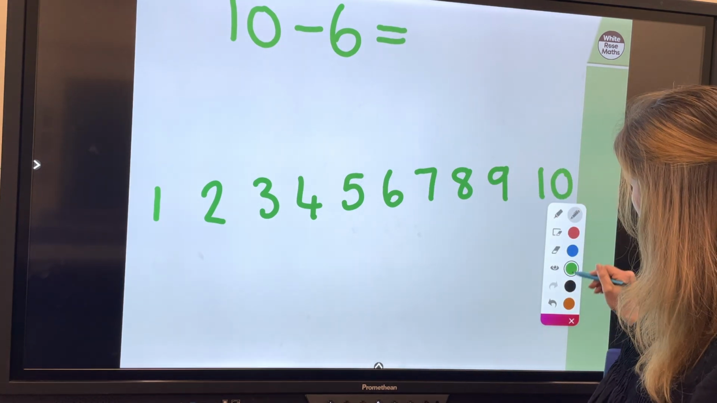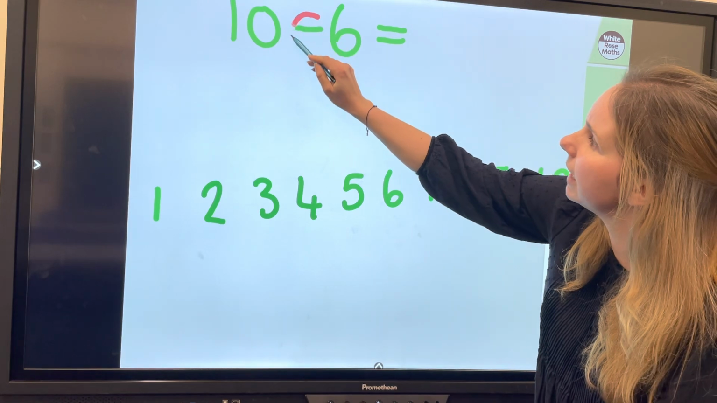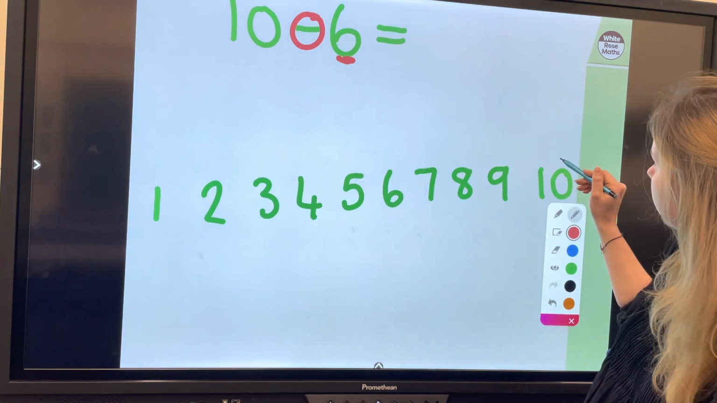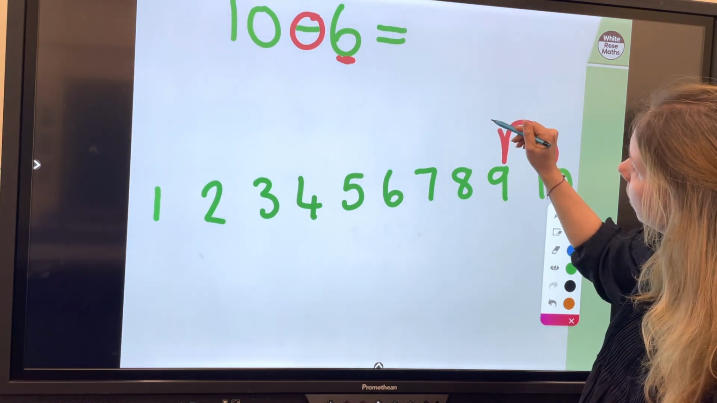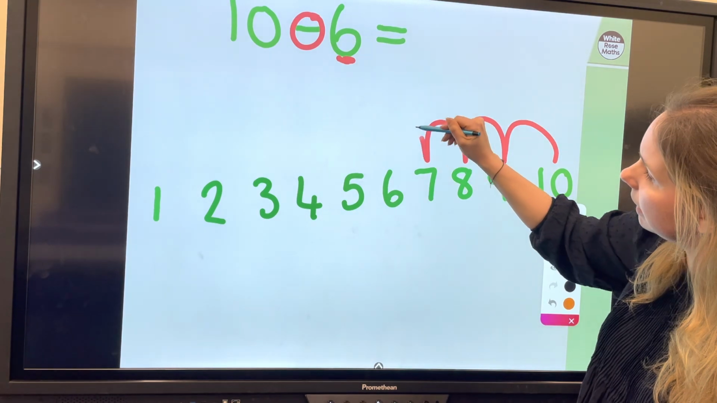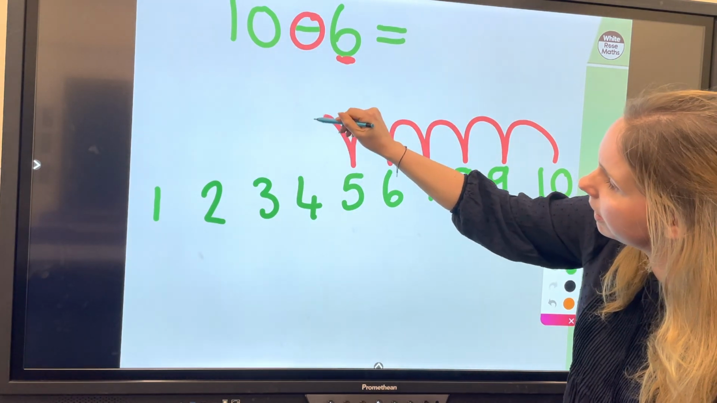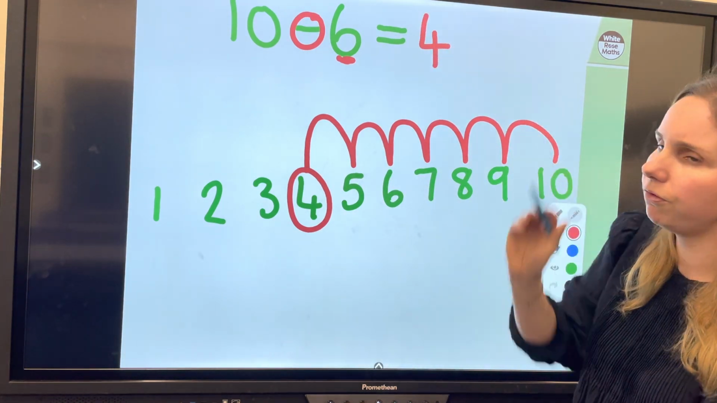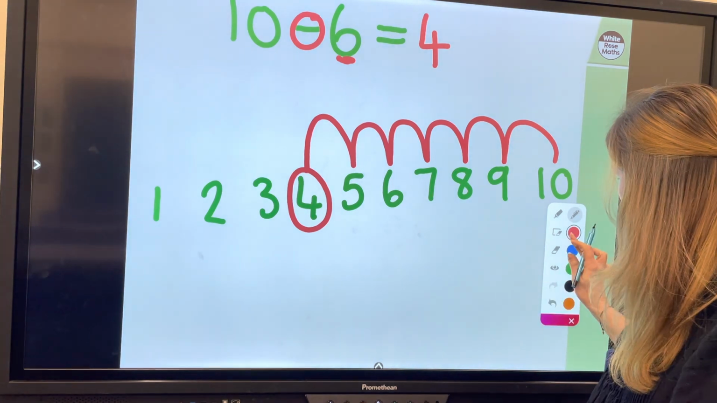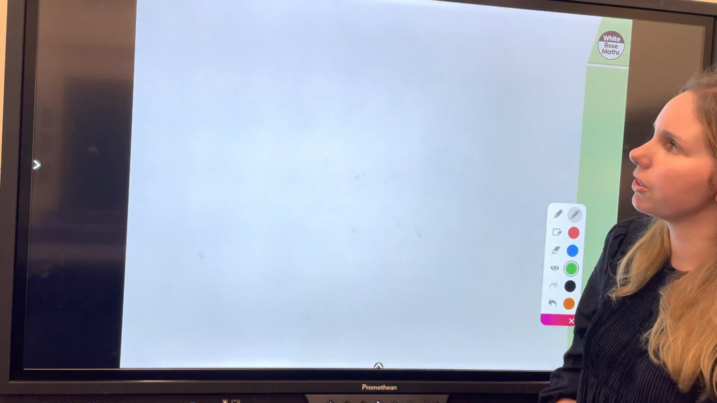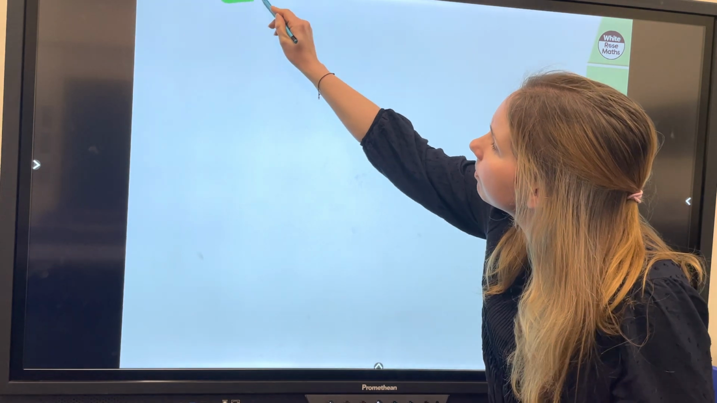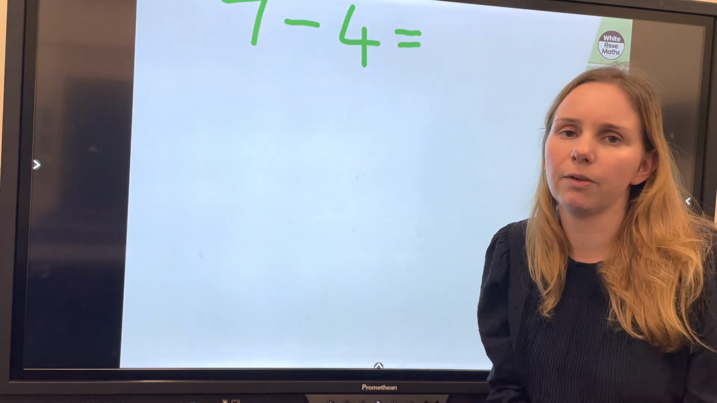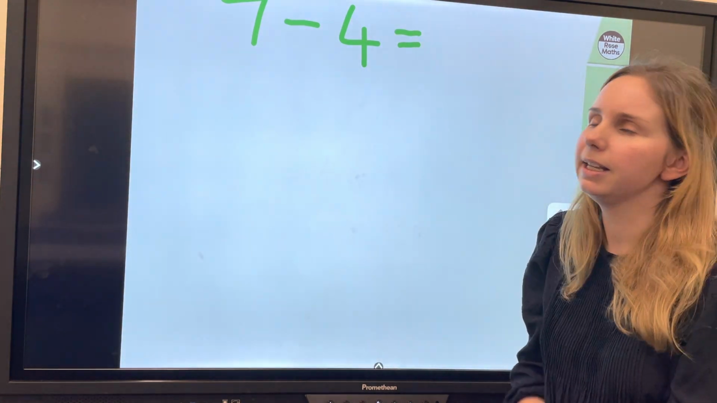I'm going to get a new colour to do my jumps back. I am taking away, so I'm going this way on my number line and I'm making 6 jumps. So let's start jumping. 1, 2, 3, 4, 5, 6 jumps, and we've landed on 4. Okay, I'll give you one last one to do. I want you to have a go at home at writing your number line and making your jumps.